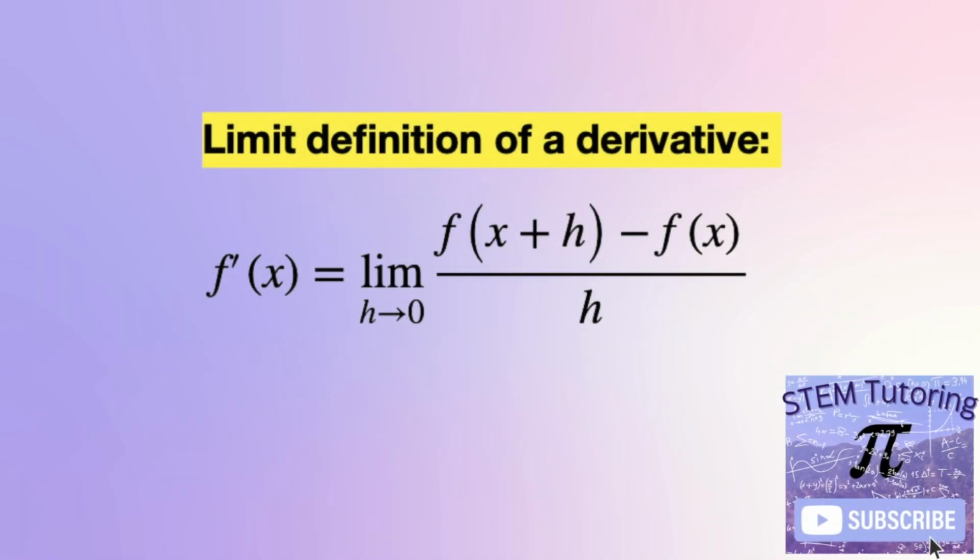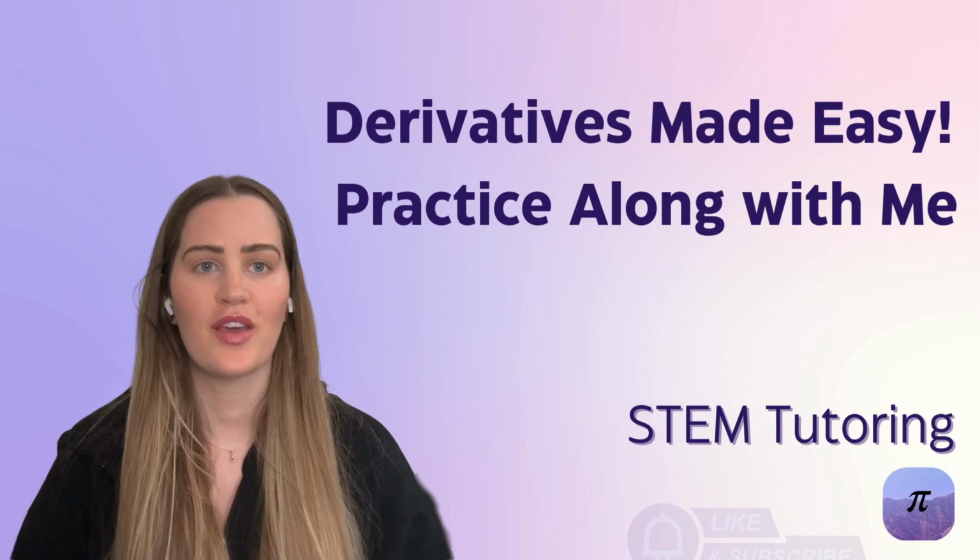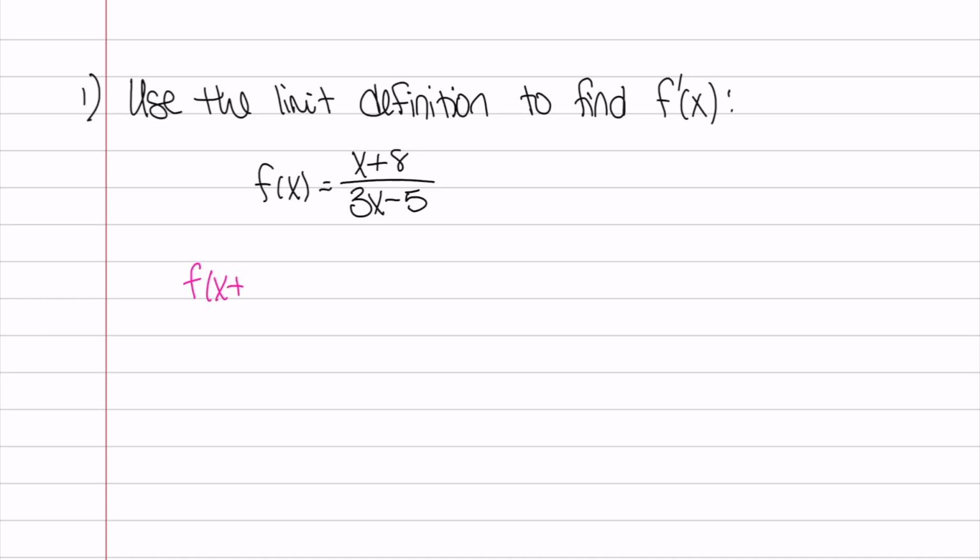All right, starting out with the limit definition of a derivative, here is the formula. We're going to use that formula here for this problem. I like to start just by getting f of x plus h out of the way. So I'm going to go ahead and find f of x plus h for this problem. So we're just plugging in x plus h in for x. So on top there, I have x plus h plus 8. And then on the bottom, I got 3 times the quantity x plus h minus 5.